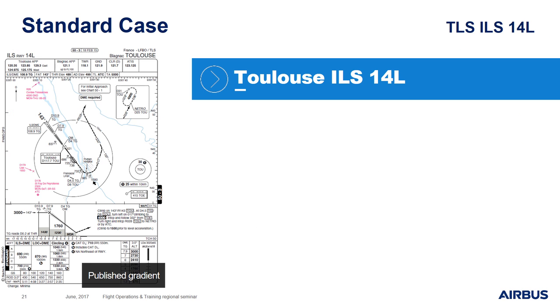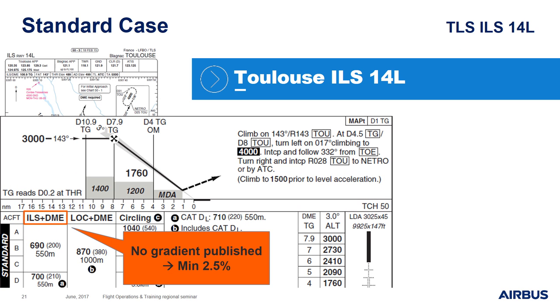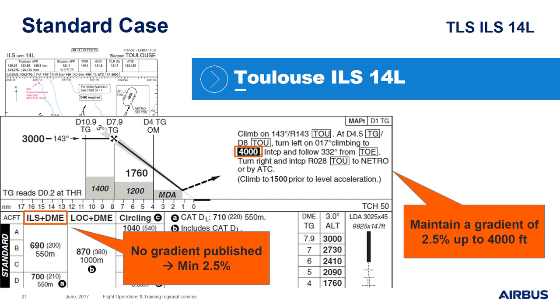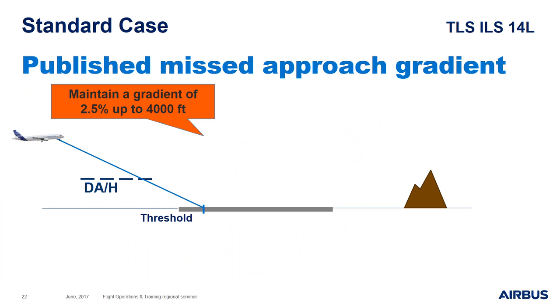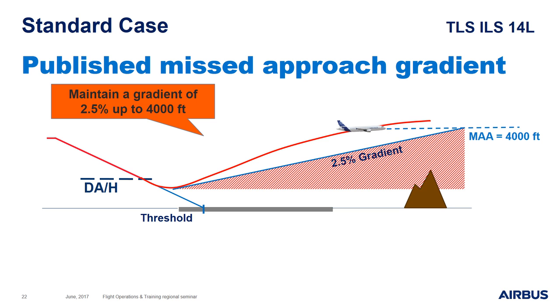First, let's take the example of Toulouse, ILS approach on runway 14 left. No gradient is published for this approach, so the minimum regulatory gradient of 2.5% applies. This minimum gradient must be maintained up to 4,000 feet. The published procedure defines a plan below which it is forbidden to fly. For our example in Toulouse, we have a 2.5% plan that must be maintained up to 4,000 feet.